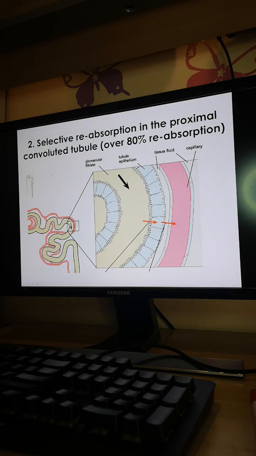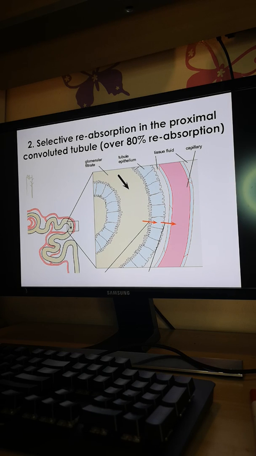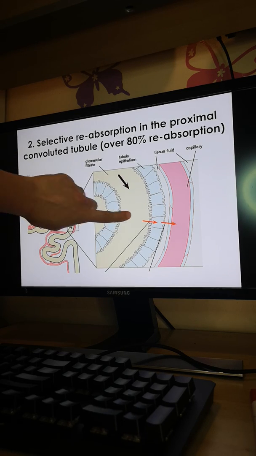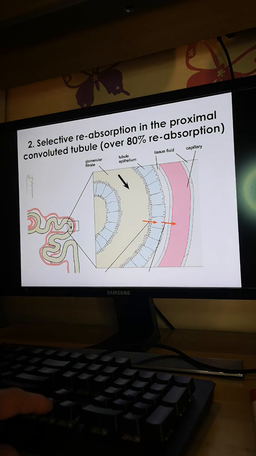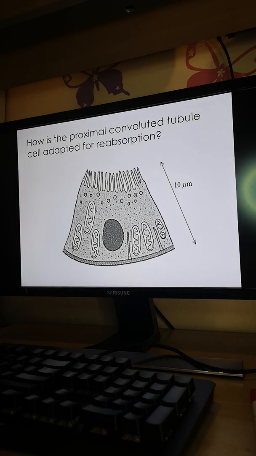Here around 80% of the reabsorption of all the things that you don't want to lose from your blood in your urine occurs. That includes water, but also all of the glucose and all of the amino acids that have been forced out under that high pressure in the Bowman's capsule, which are going to be reabsorbed from the filtrate back into the blood. This is mainly because of the specialised adaptations of the proximal convoluted tubule cells.